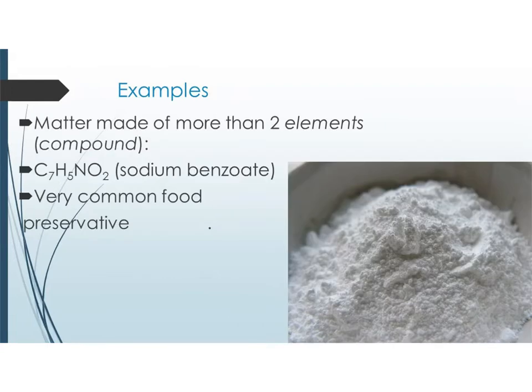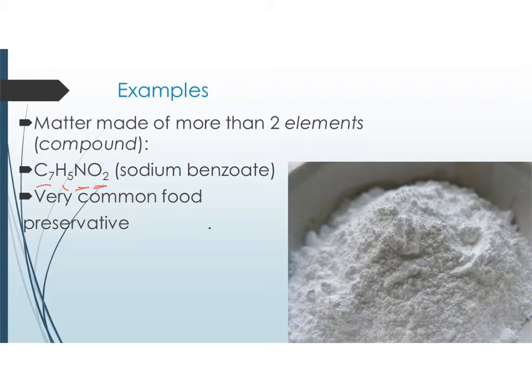Here's an example of matter that is made up of more than two elements. It is also a compound. Remember, compounds are pure substances, and they're not mixtures. An element and a compound, those are both pure substances. This one just happens to be made up of more than two elements. C7H5NO2. How many different elements is that? There's 1, 2, 3, 4.